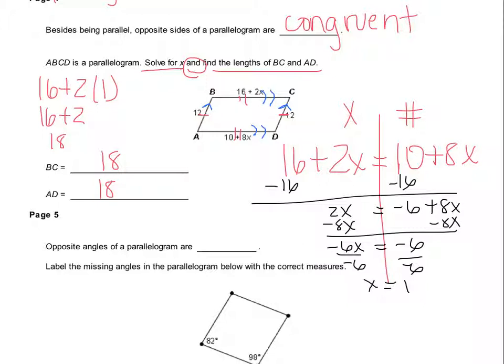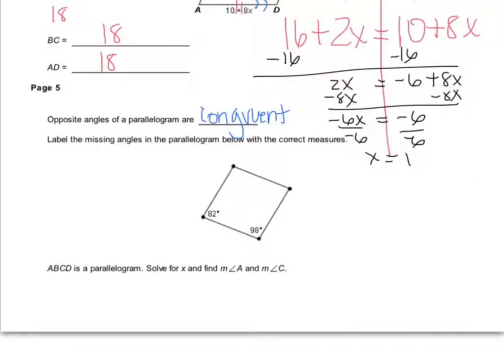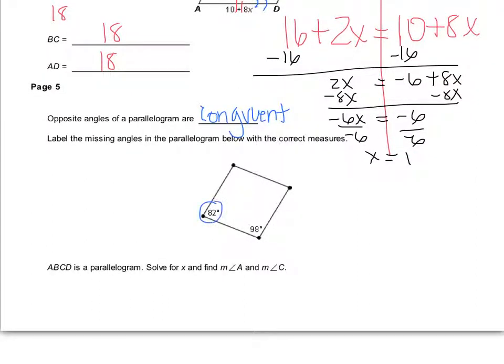It's also important to know that the opposite angles of a parallelogram are also congruent. So if it's a parallelogram, the opposite angles are congruent, which means that if this one's 82, that one's 82. And we use the little semicircle or arc to represent angles that are the same. So if this bottom one is 98, then the top one is also 98. If I had to write those in, we'd have 98 on top and 82 on the right.